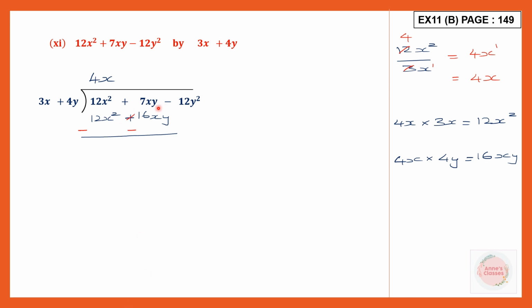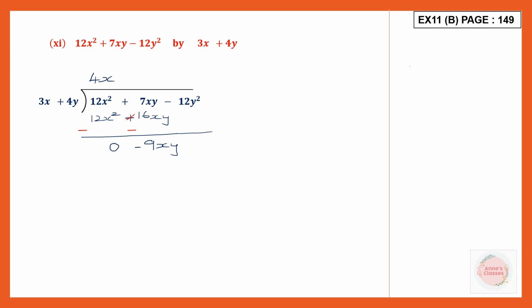Now plus 7xy minus 16xy. Plus 7 minus 16. I've taken only the numbers, put the sign of the bigger number and subtract. 16 minus 7 is 9. So this becomes minus 9xy. And here, as you can see, plus 12x minus 12x will be 0. Now we bring down the next term, which is minus 12y square. So this is our new dividend.